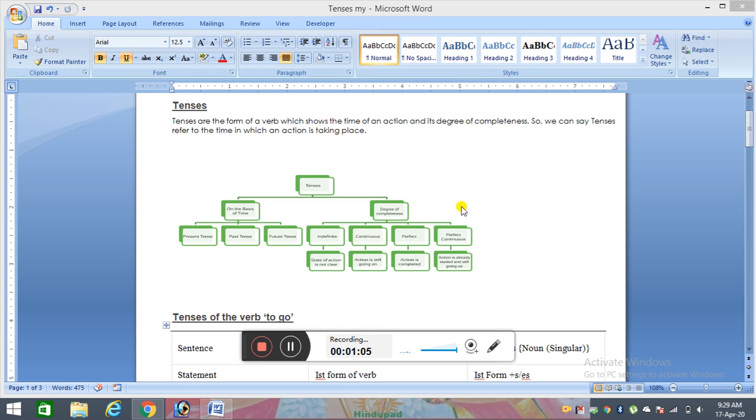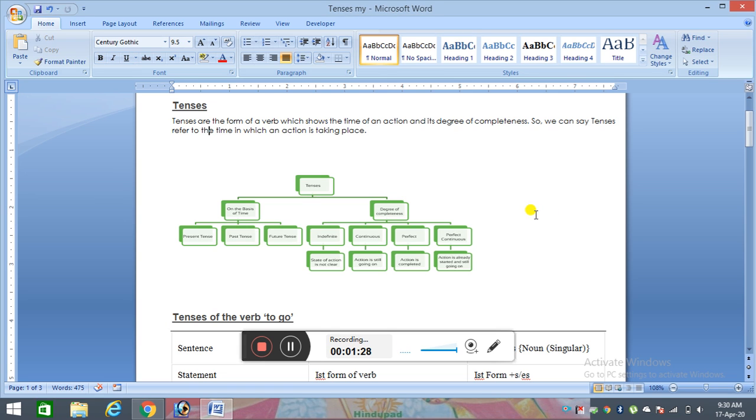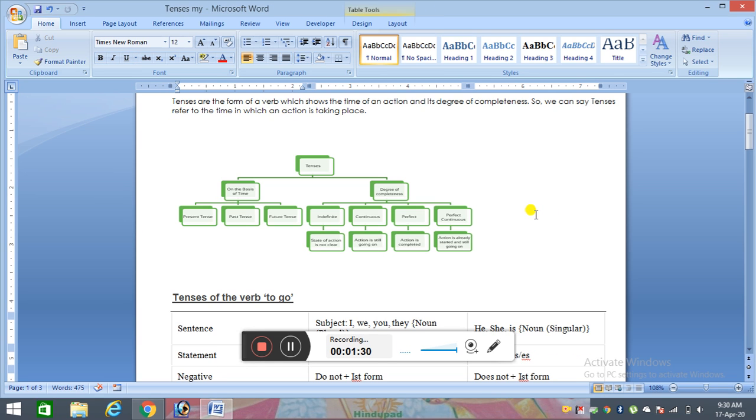So now we'll start with our tenses here. Tense is a form of a verb which shows the time of an action and its degree of completeness. So we can say tense refers to the time at which an action is taking place. That's what I have explained till now. So it denotes time, right? So now here you can observe tenses.